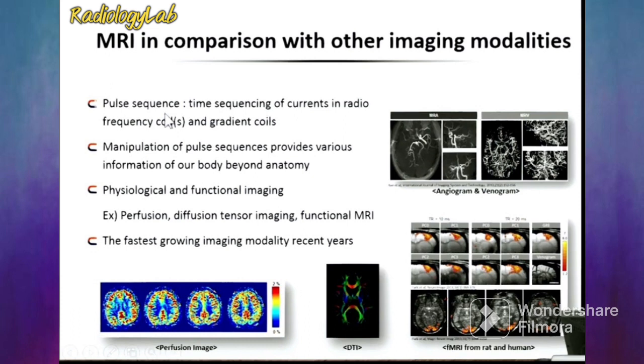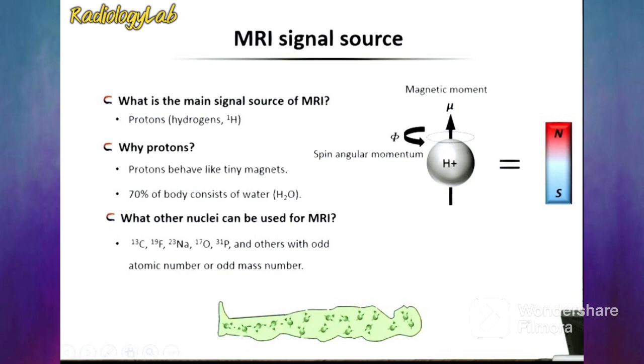So this information can be acquired with MRI even without any injection of contrast agent. These are acquired completely non-invasively. Let's talk about the signal source of MRI. What is the main signal source of MRI?